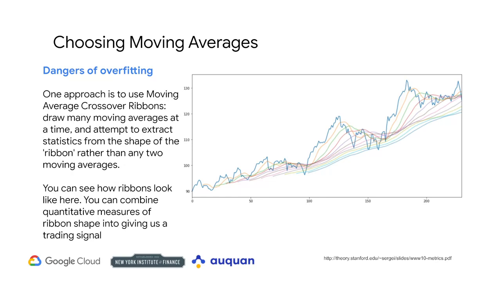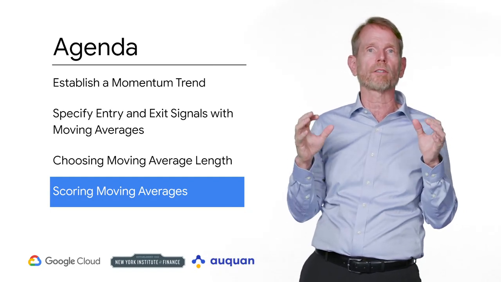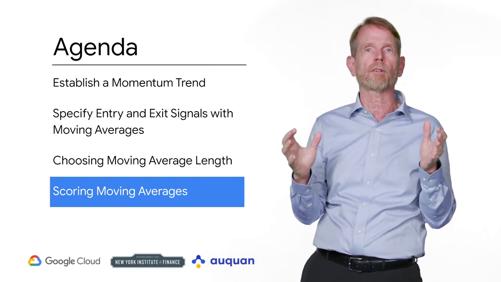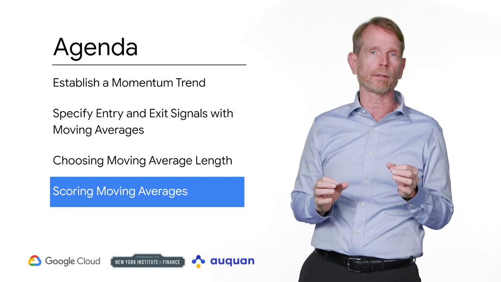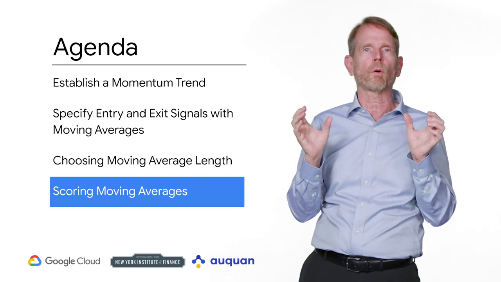One approach is to use moving average crossover ribbons, which draw many moving averages at the same time and attempt to extract statistics from the shape of the ribbon rather than any 2 moving averages. You can see how ribbons look here. You can combine quantitative measures of ribbon shape and so generate a trading signal. Last, we will look at 2 methods for evaluating or scoring the strength of a combination of moving average signals with different window lengths. The first is a distance metric, and the second is correlation.